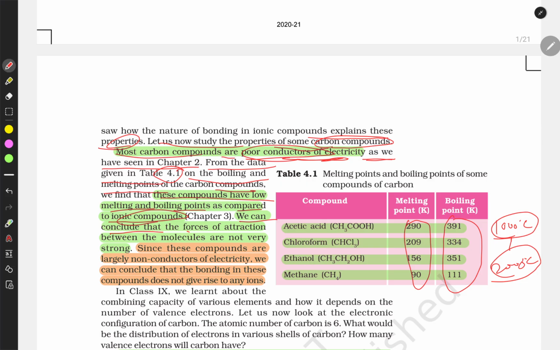We can conclude that the forces of attraction between the molecules are not very strong as compared to ionic bonds. Since these compounds are largely not conductors of electricity, we conclude that the bonding in these compounds does not give rise to any ions.